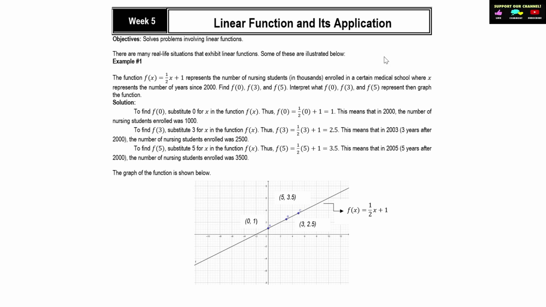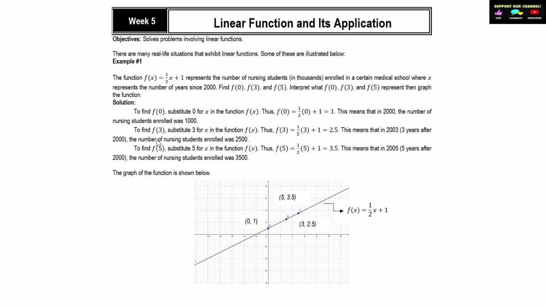This means that in year 2000, the number of nursing students enrolled was 1,000. Since our value is in terms of thousand, so 1 times 1,000, so therefore the number of nursing students enrolled was 1,000 in the year 2000.